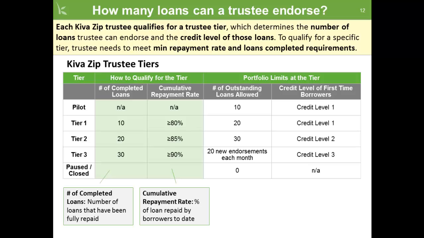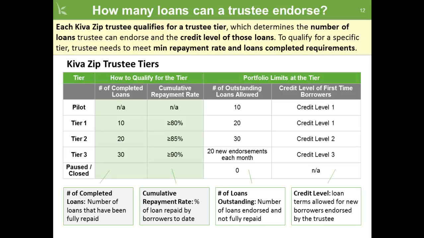And the tier of the trustee determines 2 things. First is the number of loans outstanding, which are loans that have been endorsed by the trustees and not yet fully repaid by their borrowers. Second is the credit level of new borrowers, which is essentially loan terms allowed for new borrowers endorsed by the trustees. All trustees start at the pilot tier, and they move up the tiers as they meet the requirements, so that they can endorse an increasing number of loans at higher credit levels.